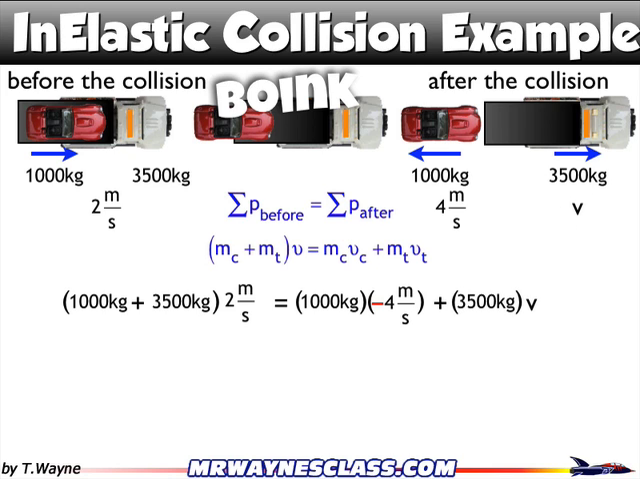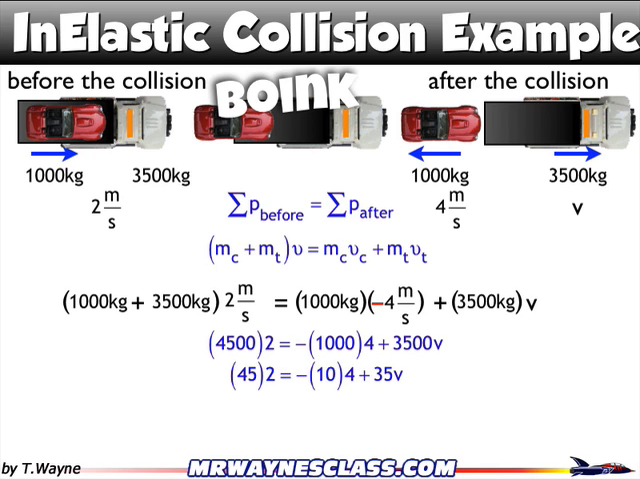And now I have an equation I can solve for v. So I'll suppress the units, do a little bit of math. I'll divide every math expression by 100. And that gives me 45 times 2, which is equal to negative 10 times 4 plus 35v. Do a little more math. Move the 40 on the other side to give me 130 is equal to 35v. And that solves giving me a velocity of 130 divided by 35 meters per second.